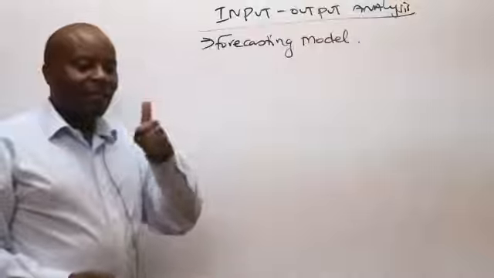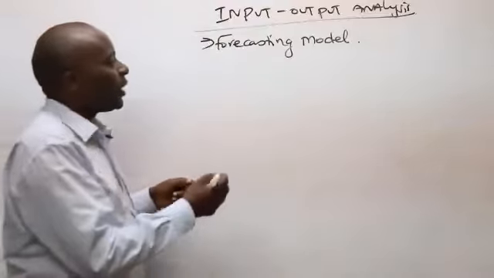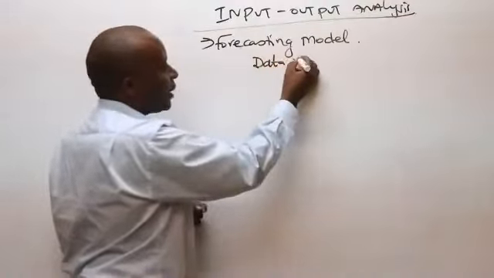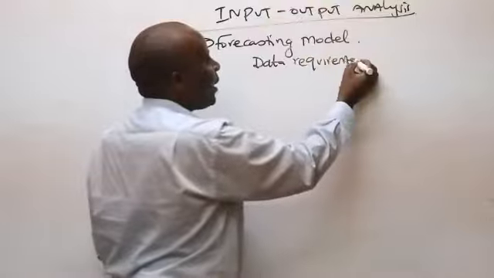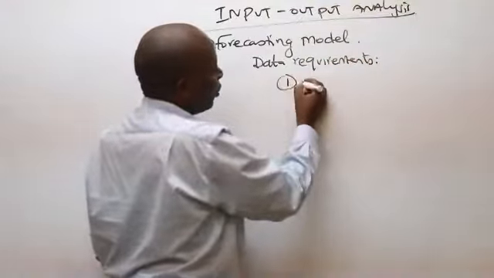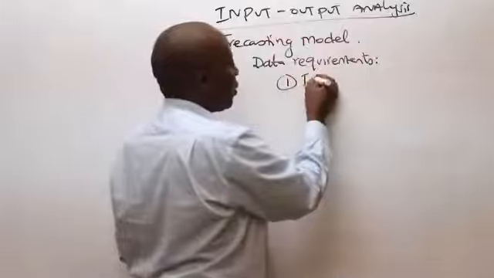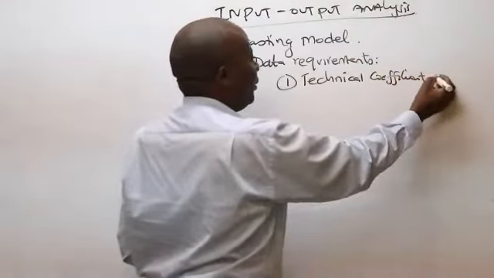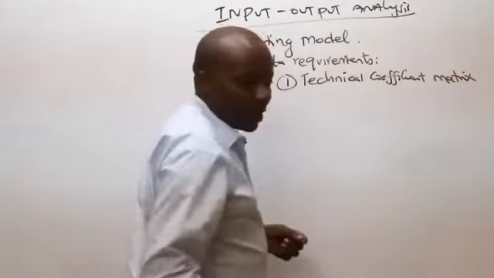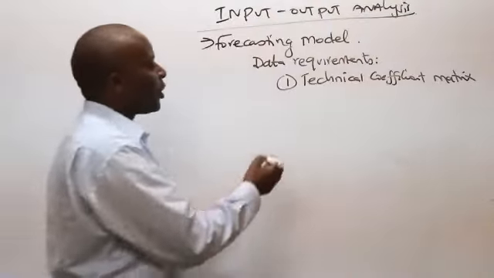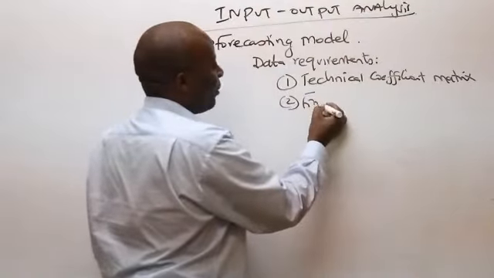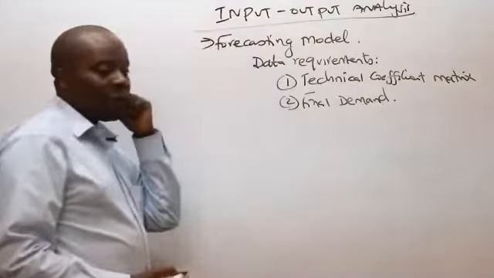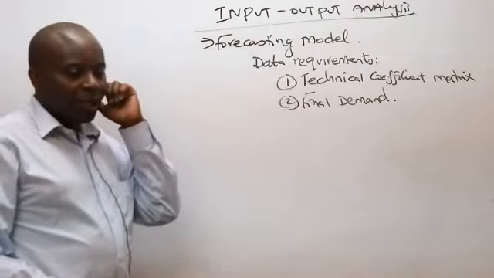Normally, ladies and gentlemen, you'll be given two things. So in this case, the data requirements for you to be able to predict: number one, you need what we call the technical coefficients matrix. And then number two, you need what we call the final demand. So you need the technical coefficients matrix, and number two, the final demand.